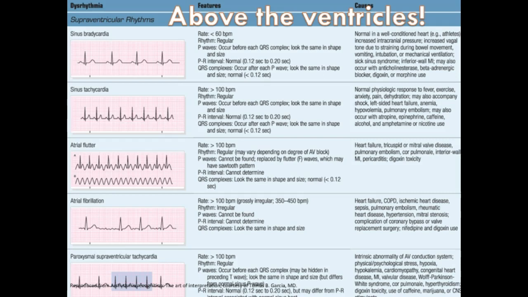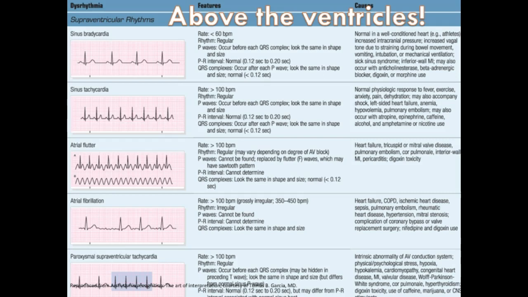Atrial fibrillation can be with heart failure. This is also present in patients who have an area in their atria that fires as opposed to the SA node. That's called an ectopic foci. So if they have somewhere in their atria that's firing that shouldn't be, and it's taking over for the SA node, they can have this atrial fibrillation.